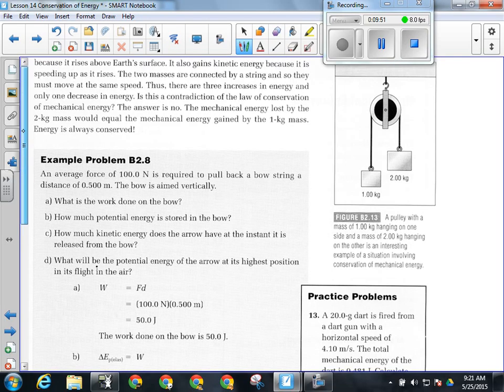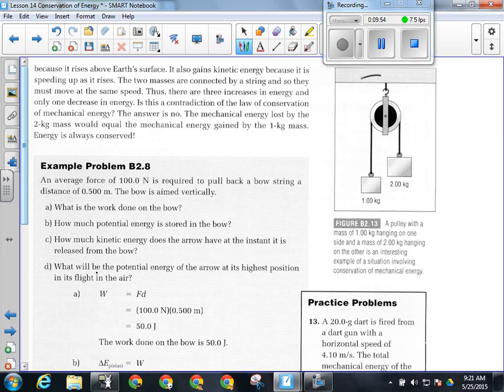Looking at this diagram over here with the pulley, if I release that system, what's going to happen? Let's say that right now I'm holding the 2 kilogram mass, and I take my hand away. What's going to happen? Yeah, the 2 kilogram mass is going to accelerate down. What's the 1 kilogram mass going to do? It's going to accelerate up.